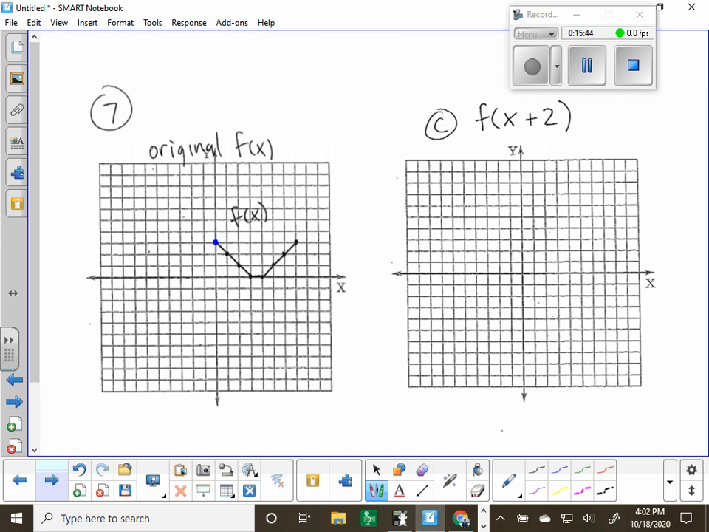So this point right here is now over here. This point here is now right there. This point here is right there. And this point here is right there. So it's this, 2 spaces, and then up like that. So that's the answer. So I just moved all those critical points over 2 spaces to the left.